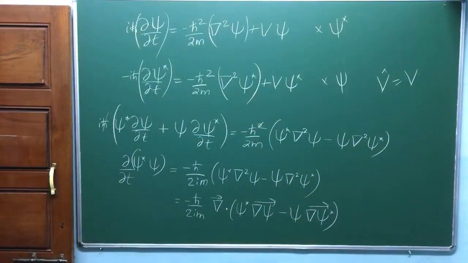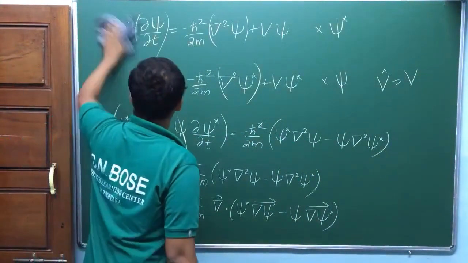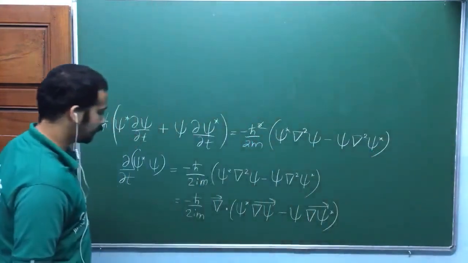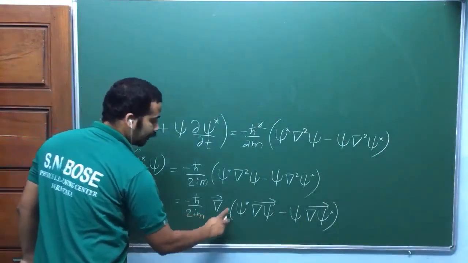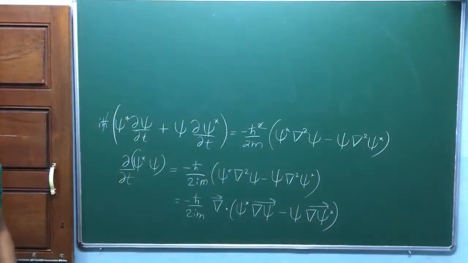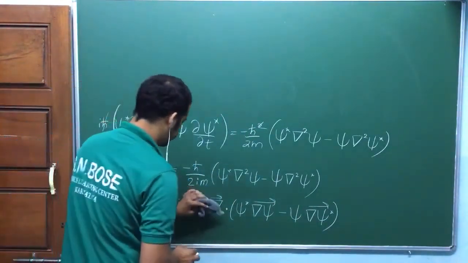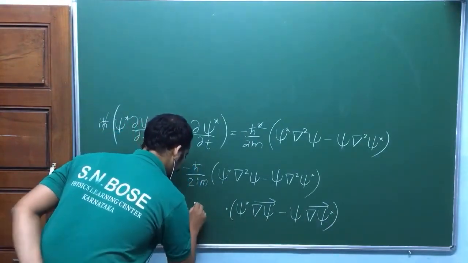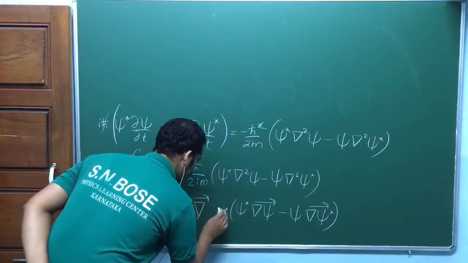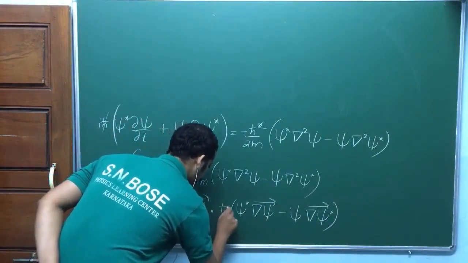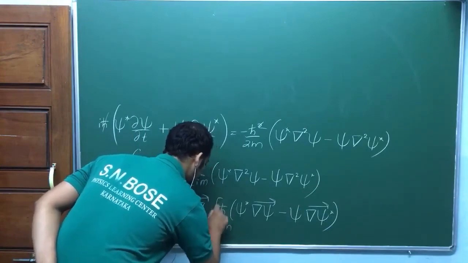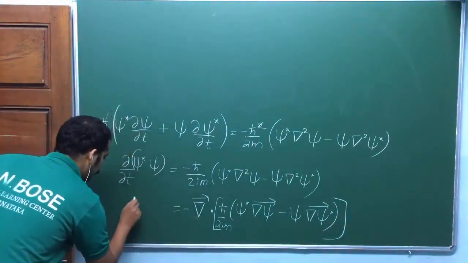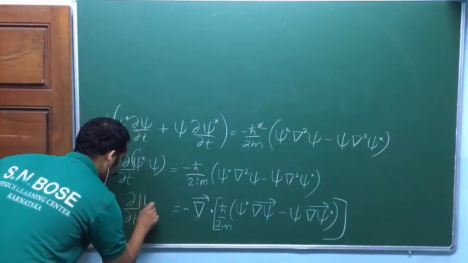Is that okay? Now, what we have proved here is, look at here, what I do here is, I'll take this ħ by 2im along with this one. Is that okay? So shall I rewrite here itself? Minus del dot ħ by 2im. Can I write like this? This one ∂/∂t of |ψ|².